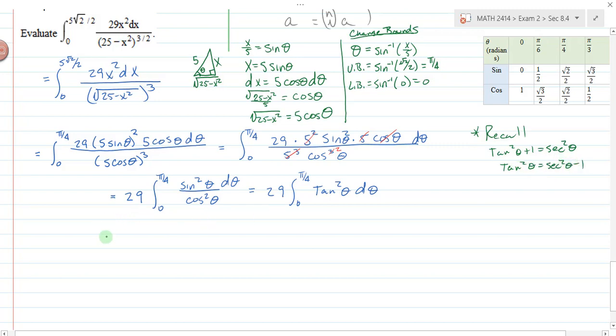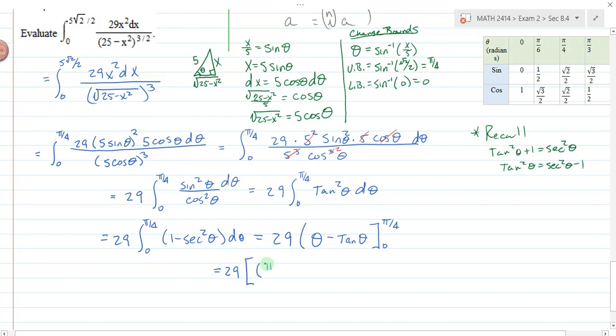So that means that I could rewrite my integral as 29 times the integral from 0 to pi over 4 of secant squared theta minus 1 d theta. And that's going to be 29 times tan theta minus theta, since the integral of secant squared is tan theta, from 0 to pi over 4. Now we just apply the fundamental theorem of calculus, and that means we're going to plug in our upper bound, which is going to give us tangent of pi over 4 minus pi over 4, minus, and then we plug in our lower bound, tan 0 minus 0.